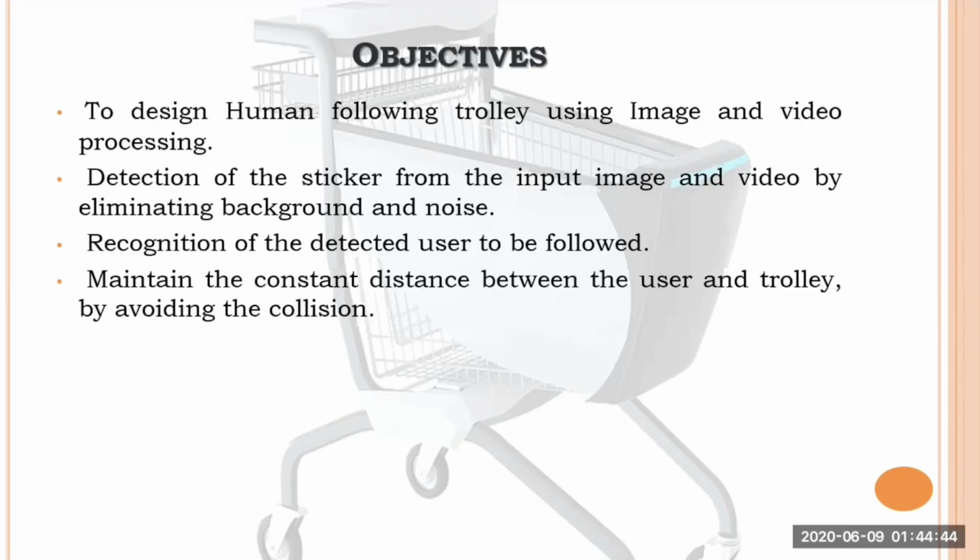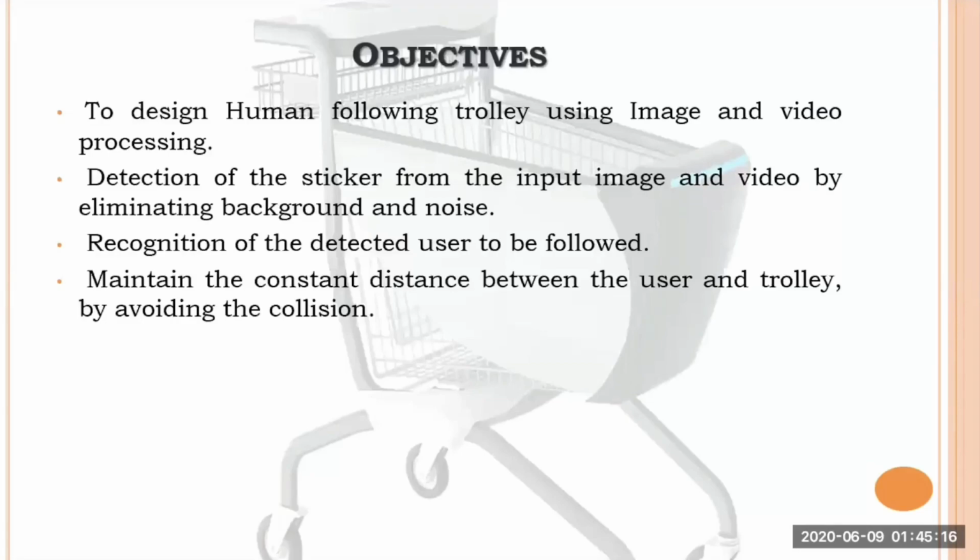After the design comes the detection part: the detection of the sticker from the input image and video by eliminating background and noise. Here, detection of the sticker means that a sticker will be provided for each trolley, and this unique sticker has to be identified and then followed. As I mentioned, this sticker will be provided for the user. If the sticker is detected, then only the user is detected and then recognized. So it plays an important and major role in our project, and we have considered this as one of the objectives.